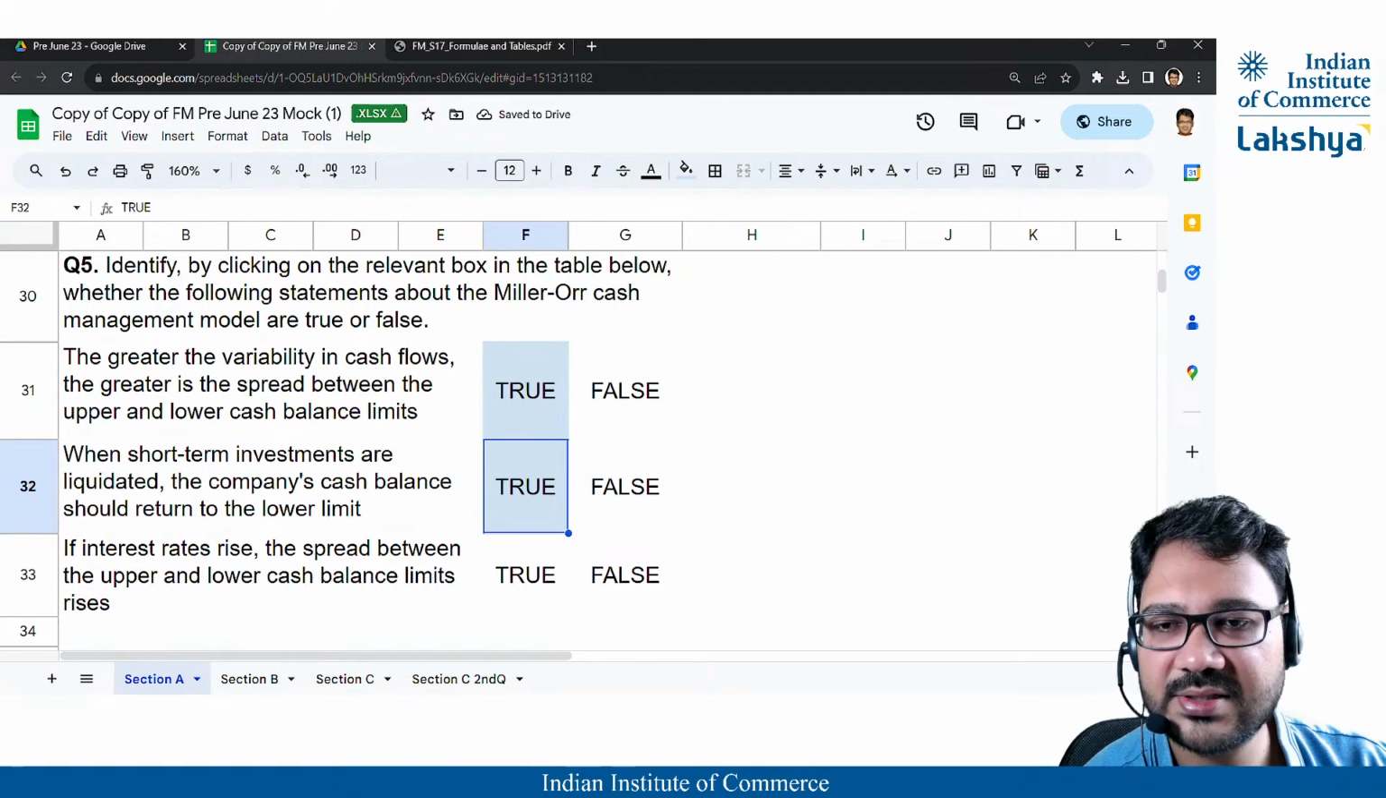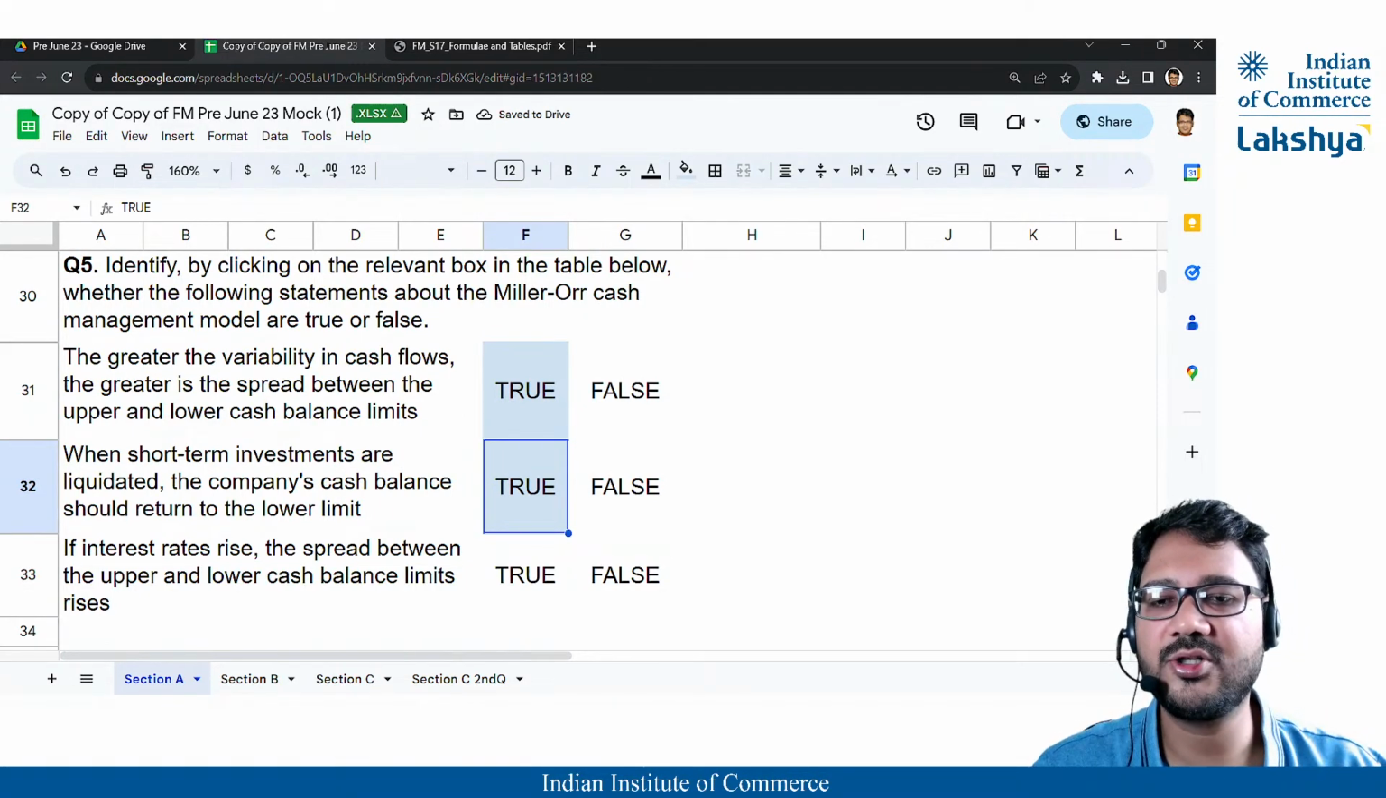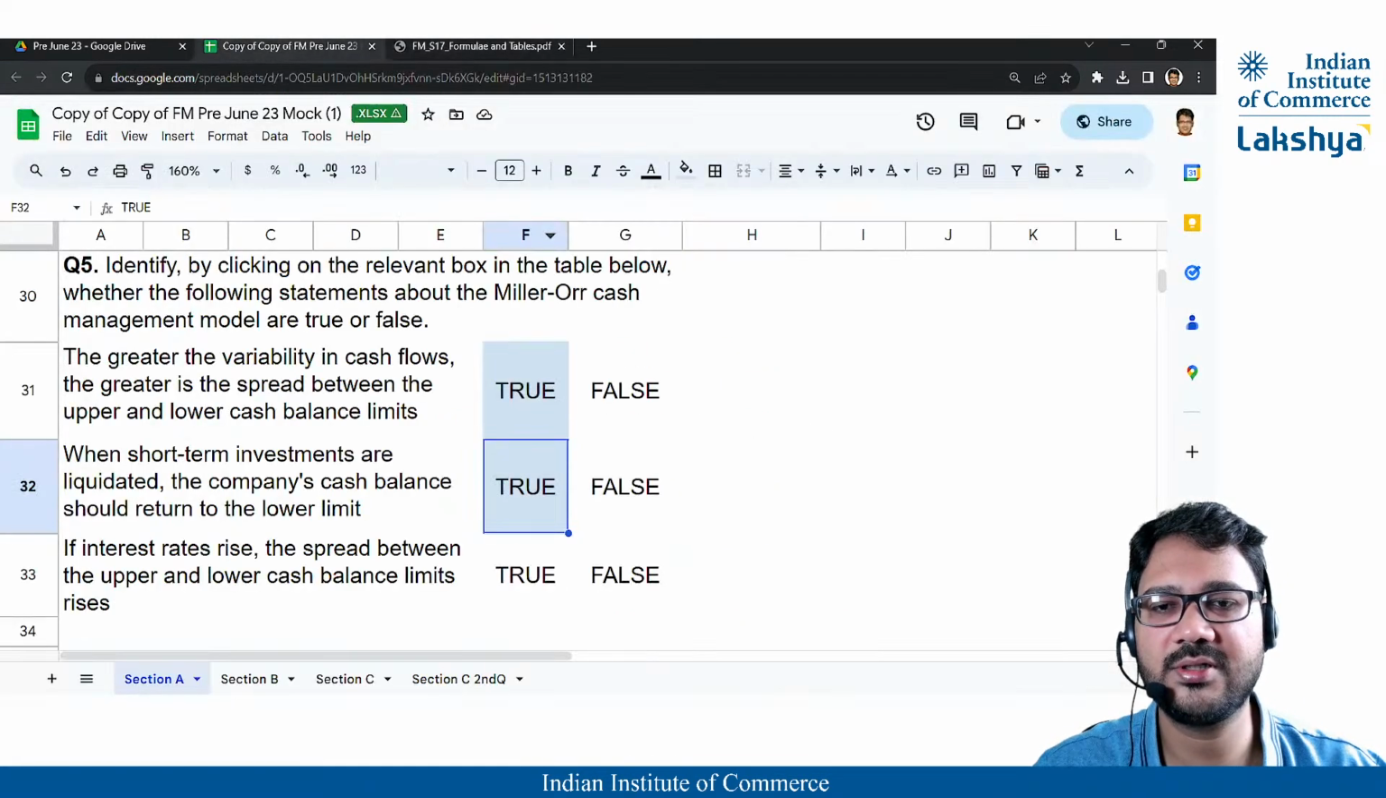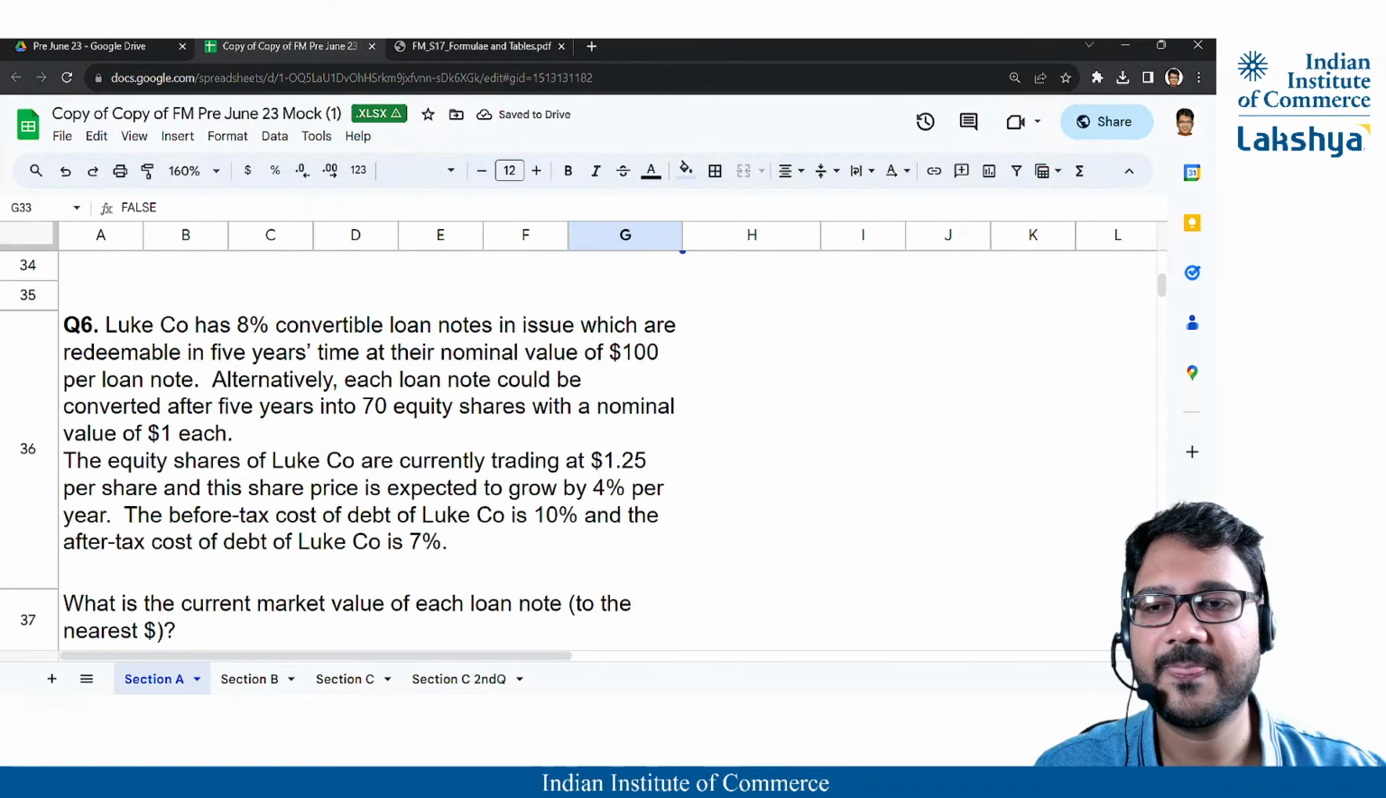If interest rates rise, the spread between the upper and lower cash balance will also rise. No, interest rate has an inverse relation. So that's false. Okay. So you see, theory doesn't take much time.